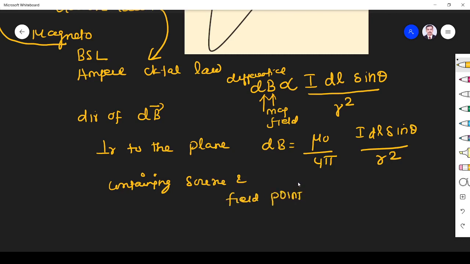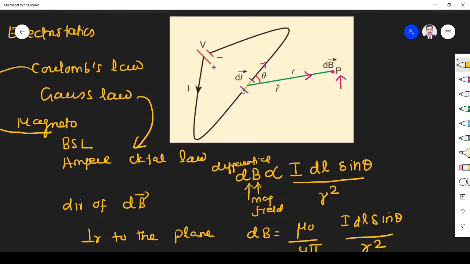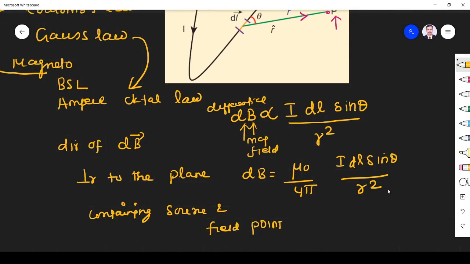Here you see where the source is. This is the source which generates the field at this point P. The resultant magnetic field should be perpendicular to this plane, which we assume contains the source and the field point. So the resultant field should be either coming out of the screen or going inside the screen, perpendicular to this plane. When it will come towards you and when it will go inside the screen, we will see. This is the direction.